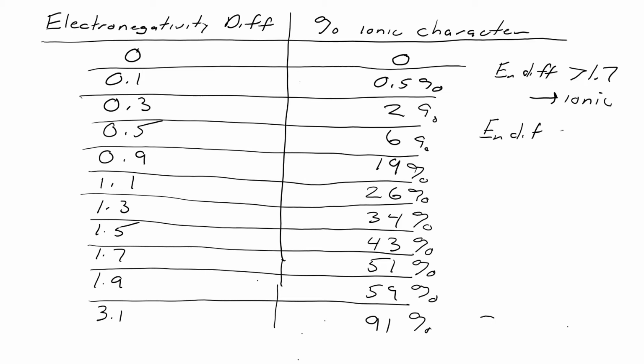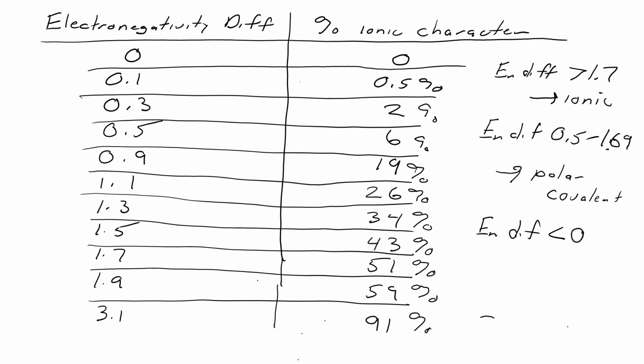If that electronegativity difference is 0.5 to 1.69, we're going to call that a polar covalent bond. What that means is that the two atoms will share the electrons, but they're not sharing them very evenly. One of those two that are bonded together is going to hog the electrons more than the other.